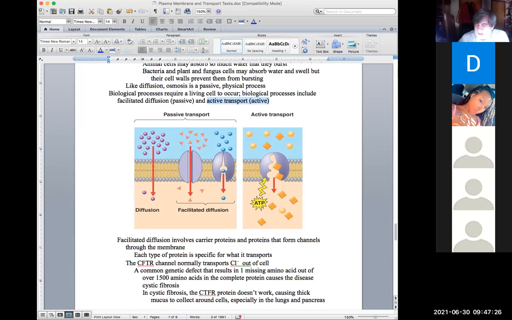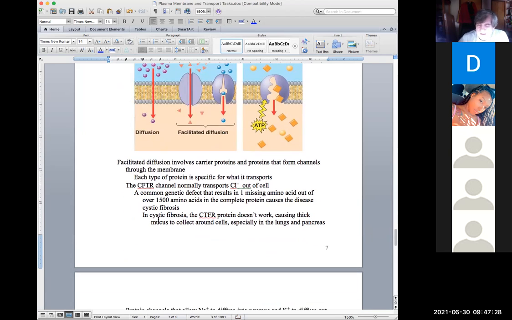So one example of this is the CFTR channel, which is found in cells. And normally it transports chlorine ions out of the cell. If something goes wrong and it doesn't work, you get a disease called cystic fibrosis, because all those chlorine ions attract water and you get a mucus around your cells.